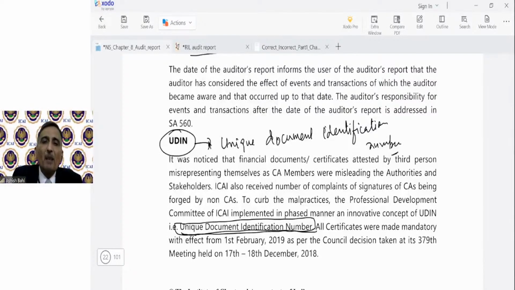What is the objective of this UDIN? There were complaints being received by ICAI that persons were fakely giving signatures of CAs, and fakely representing themselves as chartered accountants while they were not. So to curb such malpractices, it has now become mandatory for chartered accountants to generate a UDIN and to state it on every audit report and on every certificate issued by them. This is the importance of UDIN.